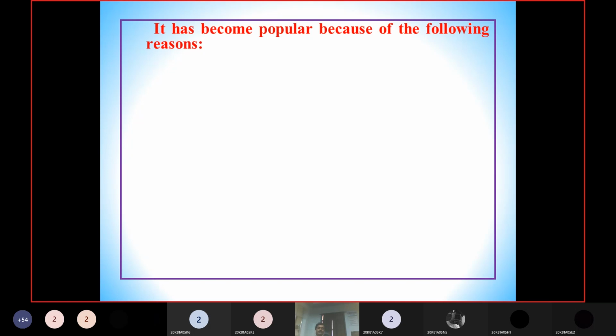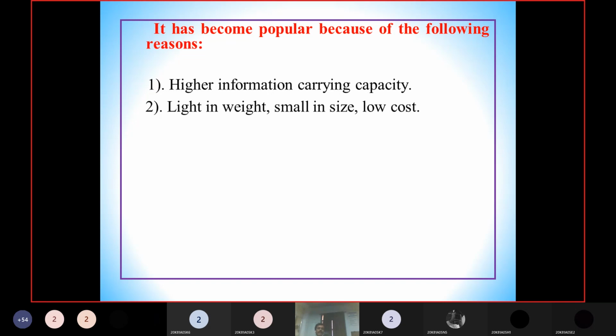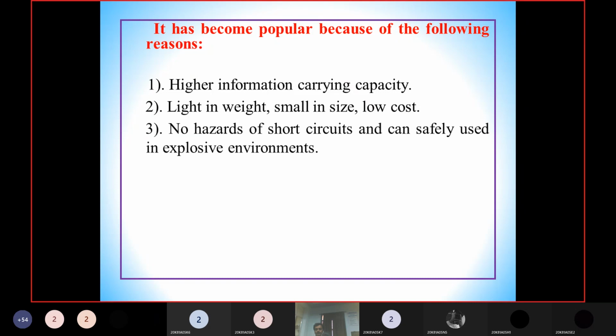Now, fiber optics have become popular. What are the main reasons? There are so many other communication systems, so why are fiber optics more popular? The main reasons are these: higher information carrying capacity, light in weight, small in size, and low cost. There are no hazards of short circuit, and they can be safely used in explosive environments.